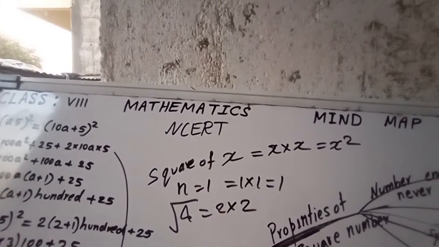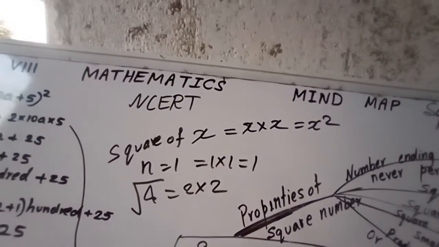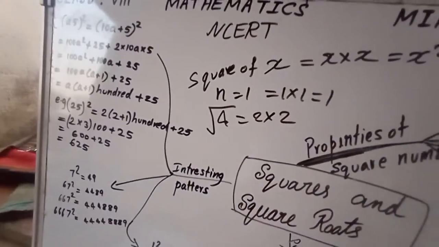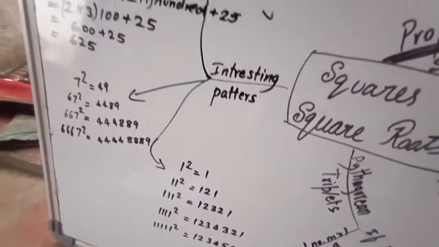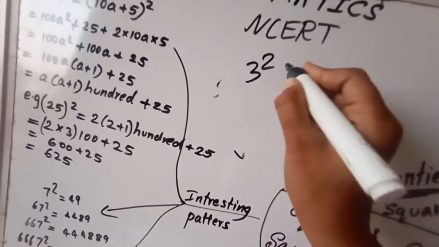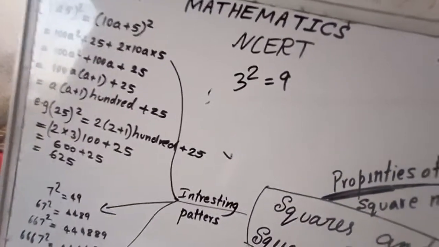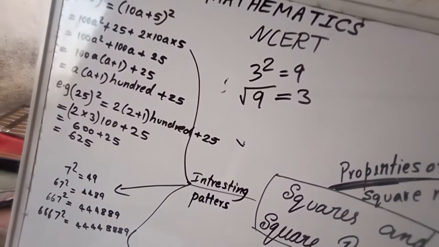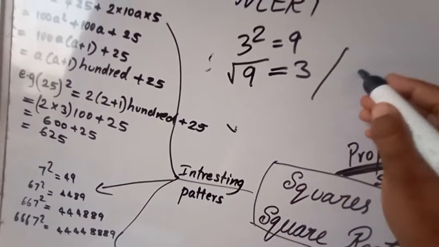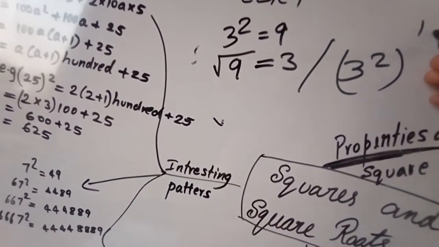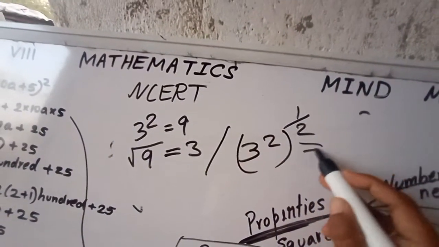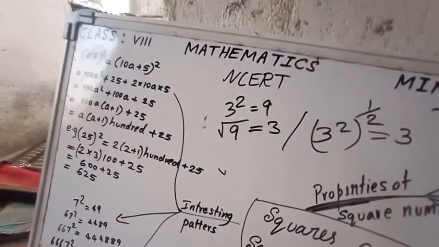You can take 3 square is equal to 9. Then the square root of 9 is 3. I am showing the examples for you. What happens here? You can write that 3 square is equal to 9, which means the square root of 9 is 3. That square root symbol indicates what? Half. The symbol indicates half. So in this way you can take 3.